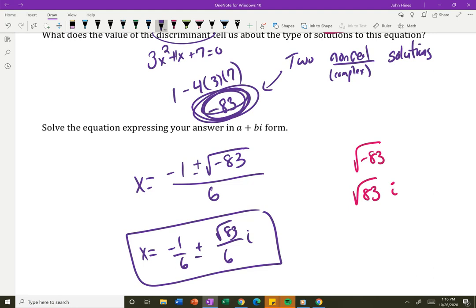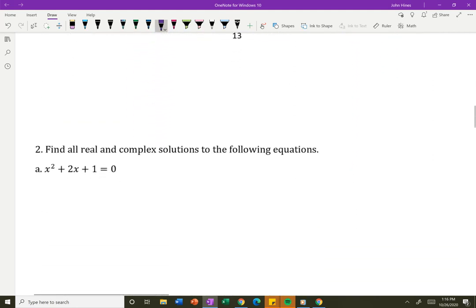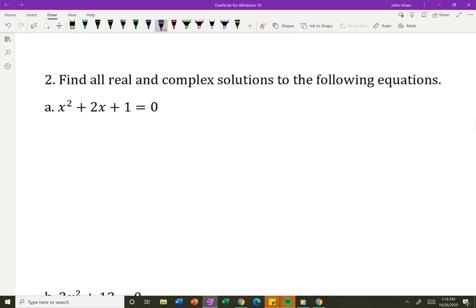So again, we're going to use the quadratic formula today. You might find it helpful to compute that discriminant first on your own, which might be a step you do. So find all real and complex solutions to the following equations. All right, letter A here: x squared plus 2x plus 1 equals 0.